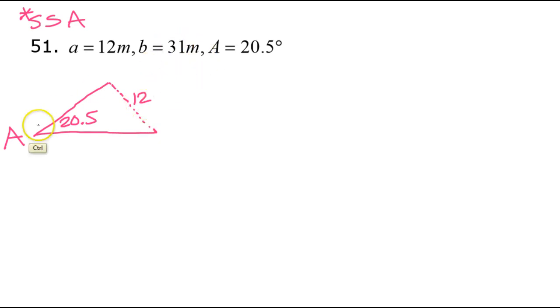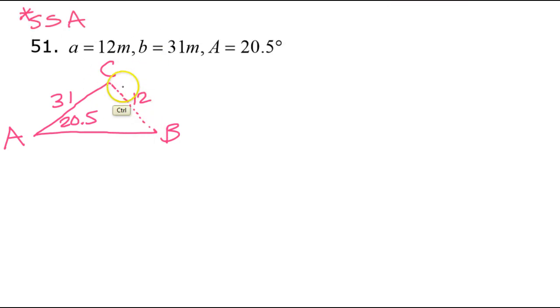The other side they give you is this leaning side, like a leaning tree. So let the tree be the other side you're given. So we'll put the 31 here. If that is side B, that means this is angle B, which means that this is angle C. So the first thing we have to do is figure out, is the rope long enough to reach? Will it make a triangle at all?